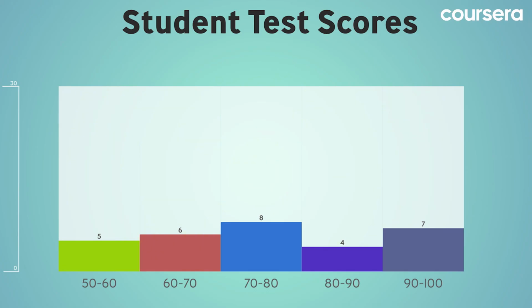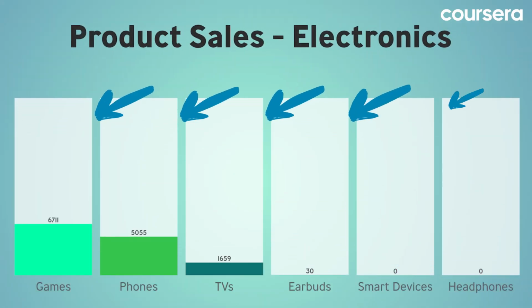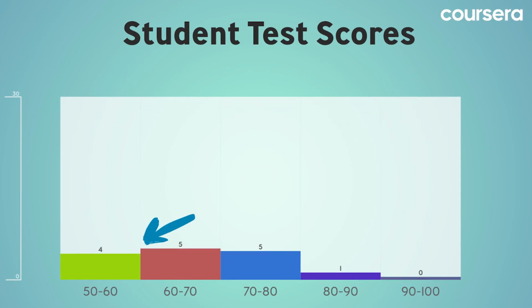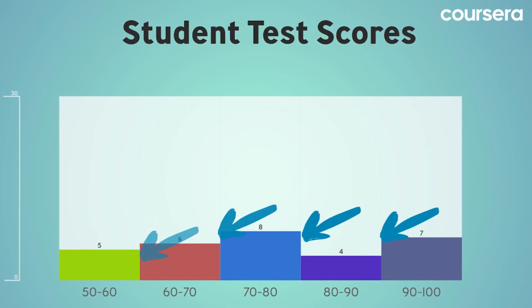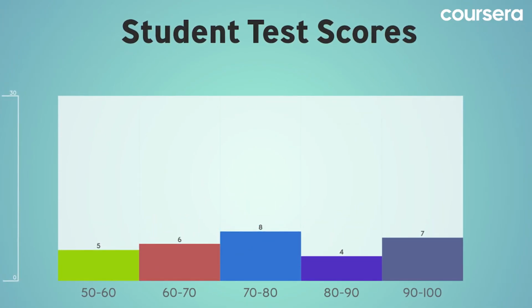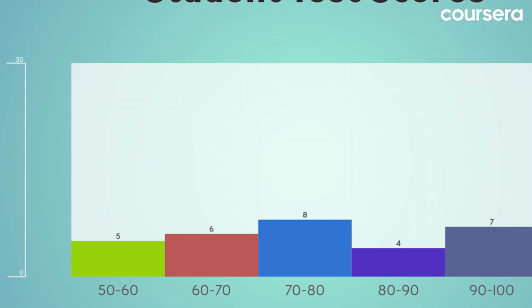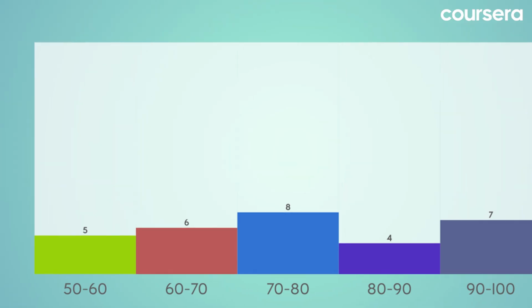The key difference? Bar graphs have gaps between each bar because the categories are distinct and separate, while histograms have bars that touch because the data represents continuous ranges. The bars in a histogram represent intervals on a number line, and the height of the bar shows how many data points fall within each interval.